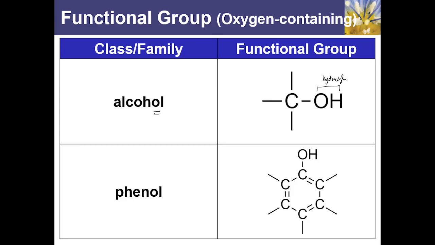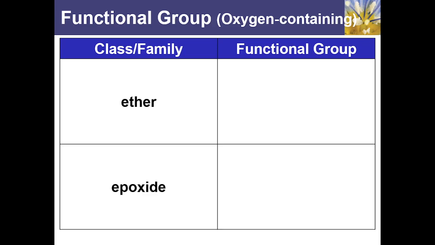These are just the start of your oxygen-containing functional groups. So, what we will do now is continue with the functional groups under oxygen-containing. We have your ether and your epoxide. The functional group for ether looks like this. You have an oxygen in between two carbons. So, that is the appearance of an ether: the oxygen is in the middle of our two carbons.